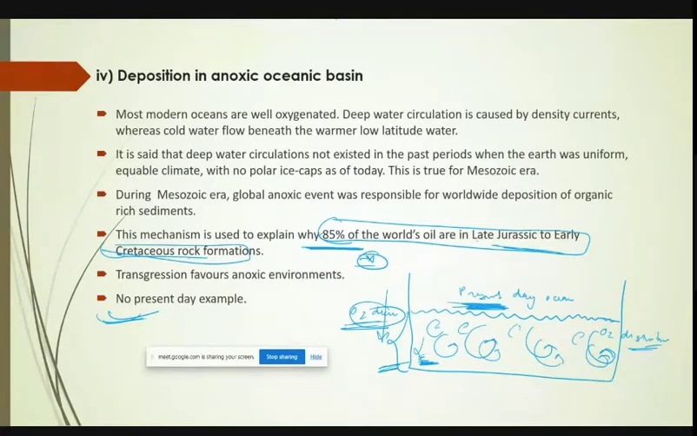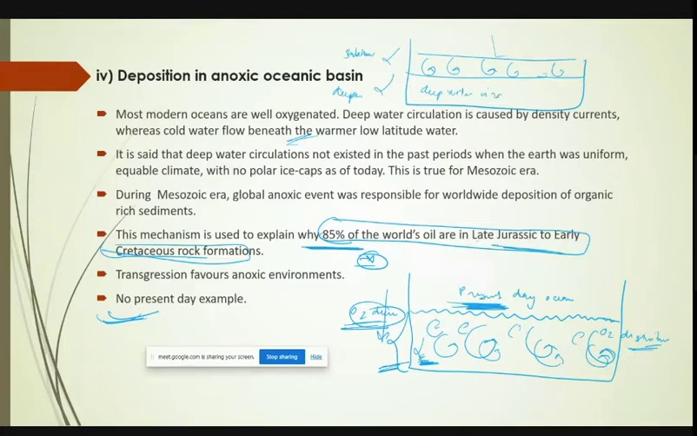But this was not the case in past. In past, what happened is, if this is the shallower layer and these are the deeper layers, circulations were restricted to shallower layers. Deep water circulations were absent in past environment, or say in the age of Mesozoic. So in Mesozoic, deep water circulation was absent.